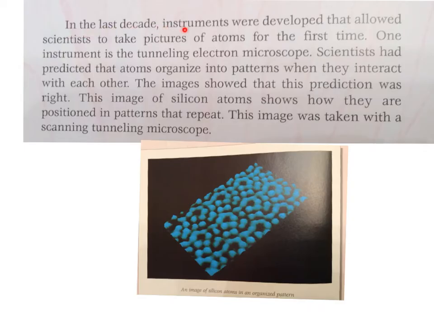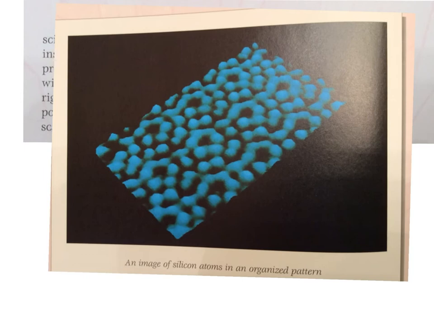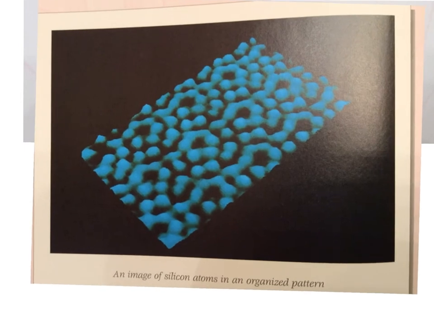In the last decade, instruments were developed that allowed scientists to take pictures of atoms for the first time. One instrument is the tunneling electron microscope. Scientists had predicted that atoms organize into patterns when they interact with each other. The images showed that this prediction was right. This image of silicon atoms shows how they are positioned in patterns that repeat. This image was taken with a scanning tunneling microscope. An image of silicon atoms in an organized pattern.